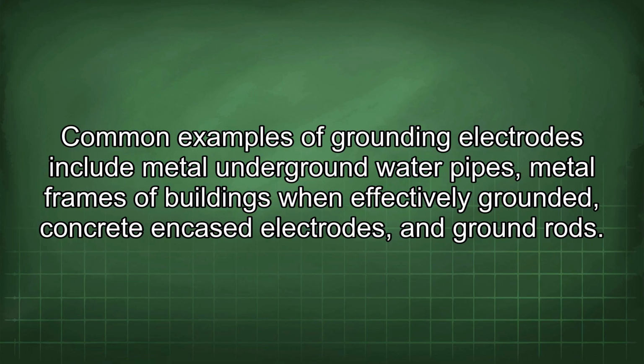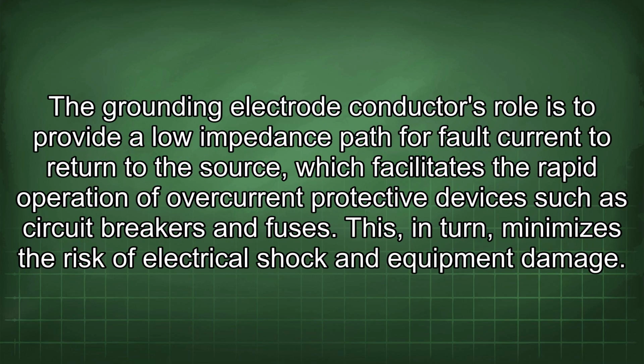and ground rods. The grounding electrode conductor's role is to provide a low impedance path for fault current to return to the source, which facilitates the rapid operation of overcurrent protective devices such as circuit breakers and fuses. This, in turn, minimizes the risk of electrical shock and equipment damage.